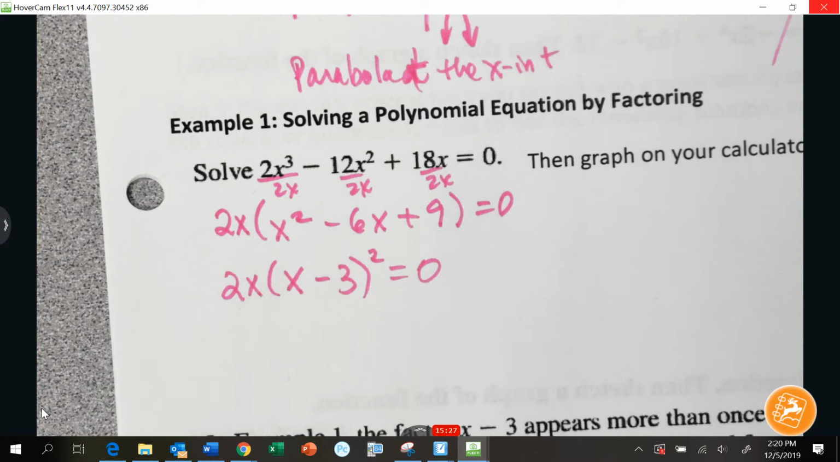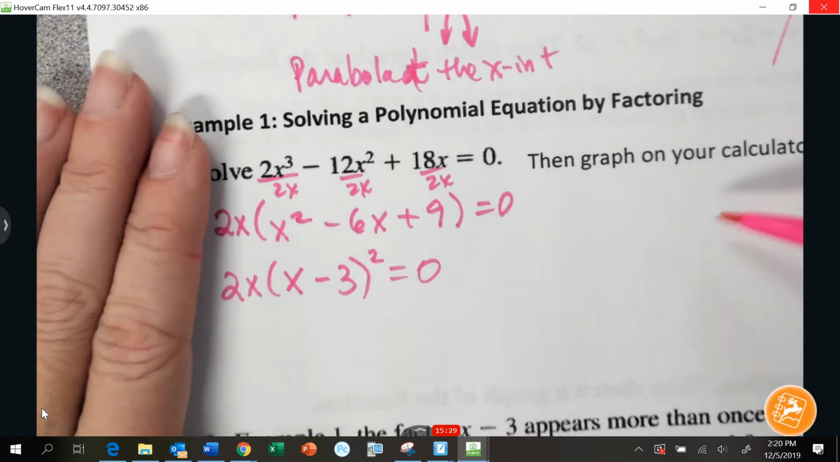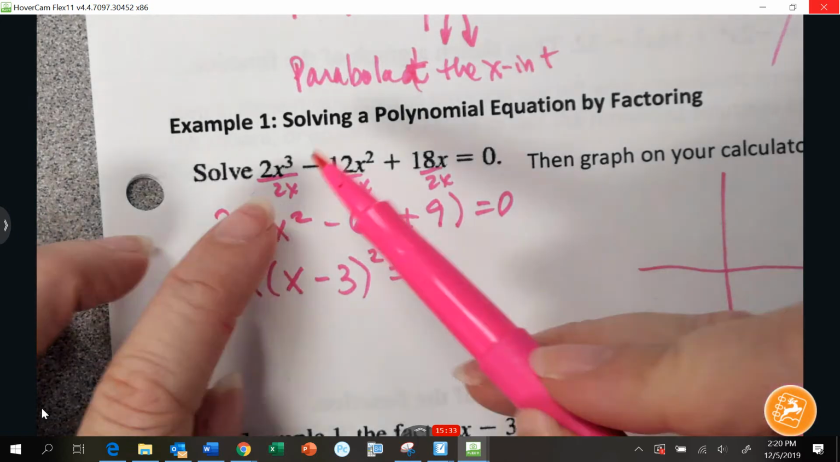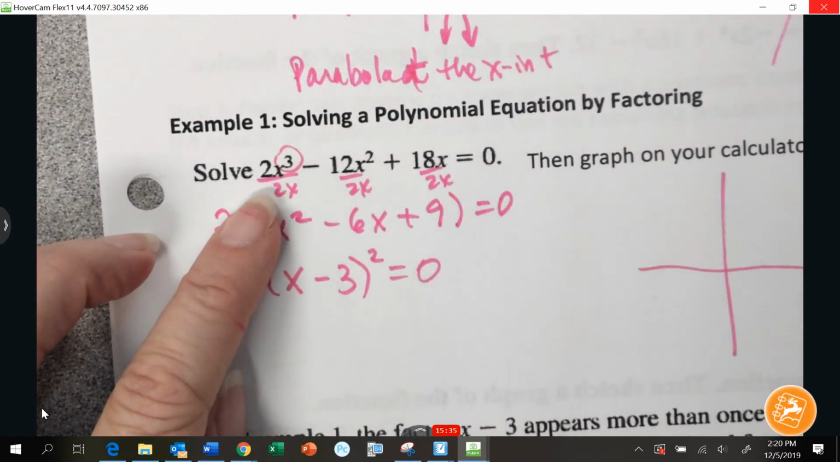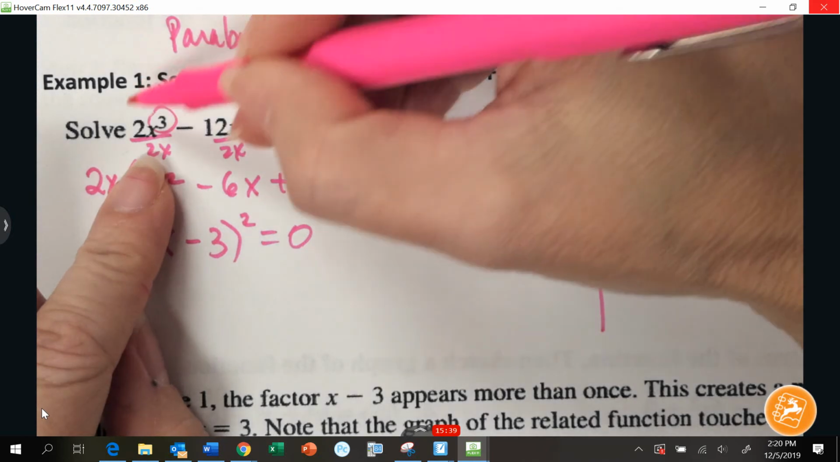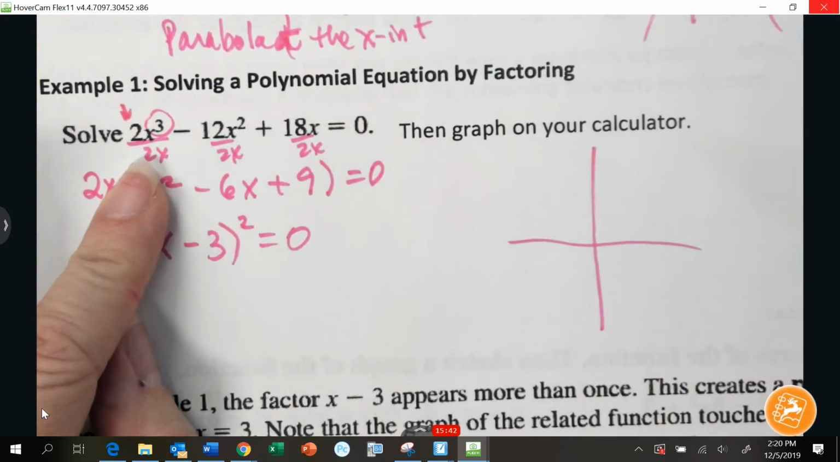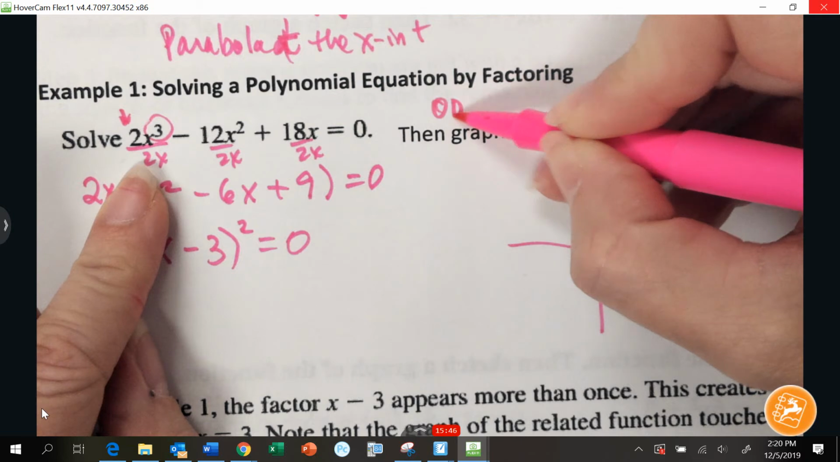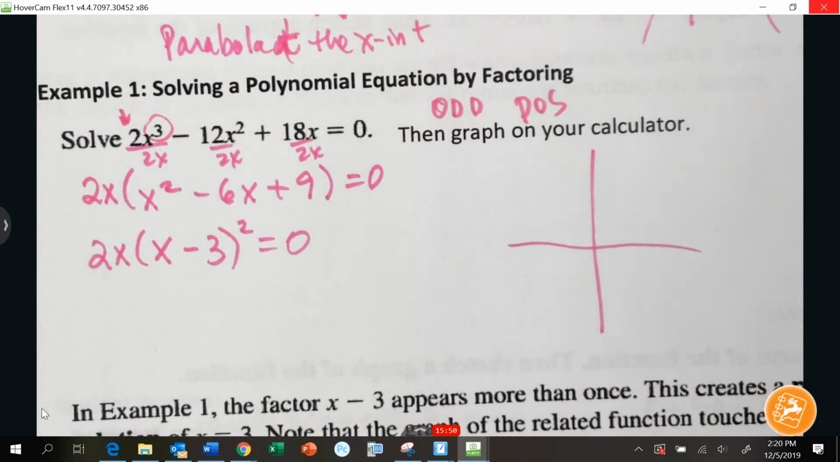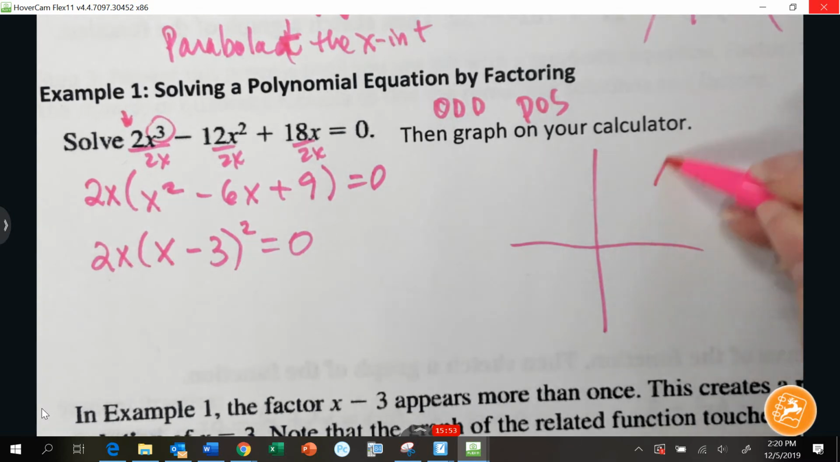So if we were going to sketch this, if we were going to just draw a rough sketch, what would the end behavior be for a cubic, the stuff that we've already talked about for a while, and a positive leading coefficient? Odd, positive. What would it be? Different directions and going uphill. So I know my end behavior is going to be like this.